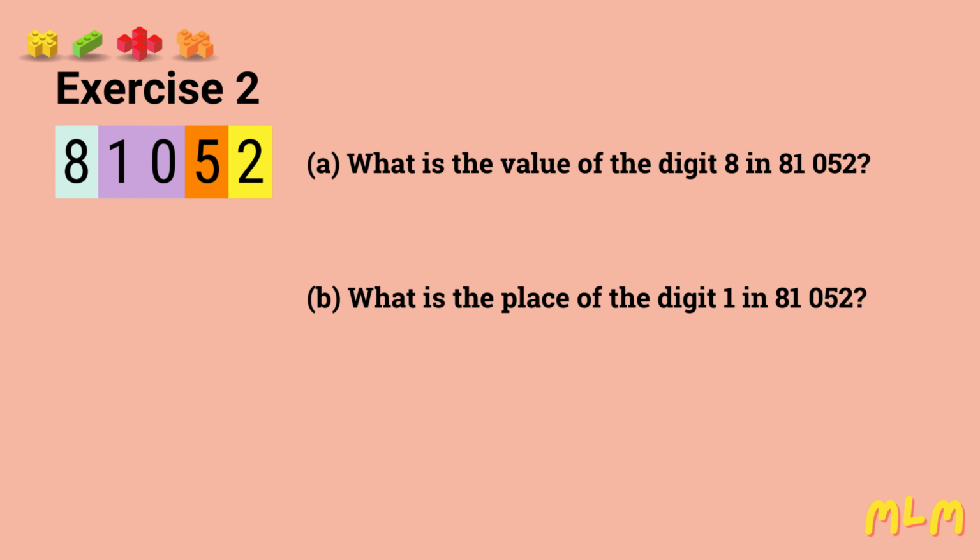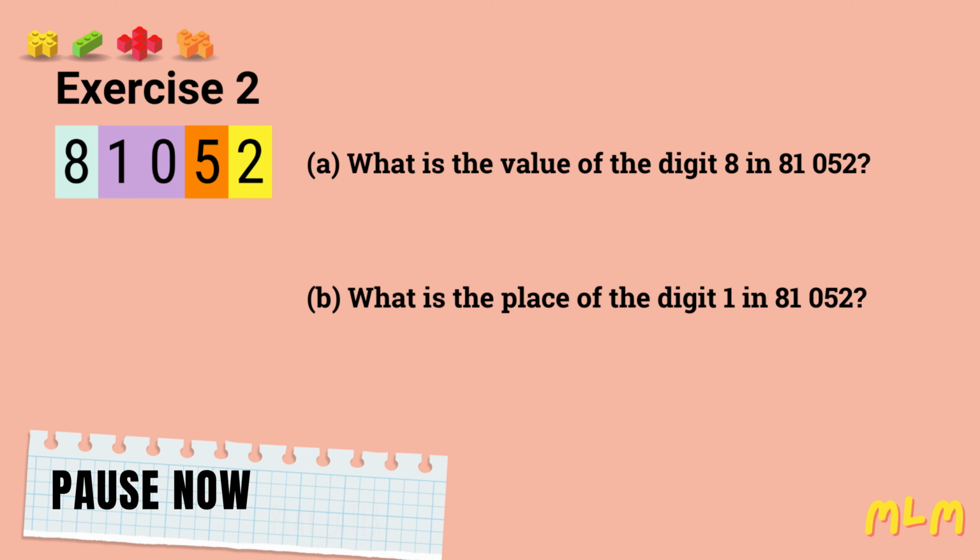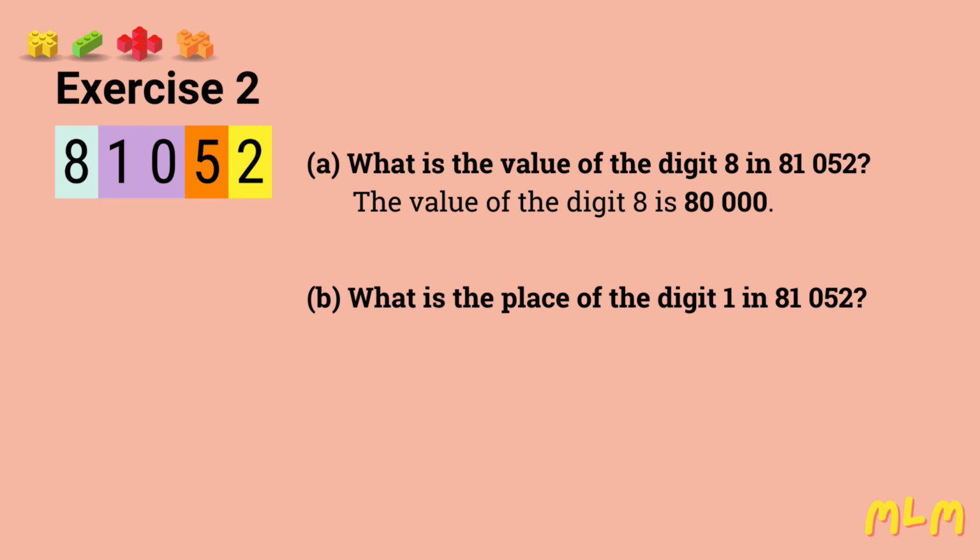Study the place value cards. What is the value of the digit 8 in 81,052? What is the place of the digit 1 in 81,052? Pause the video and think about the answers. Play it again to see if your answers are correct. The value of the digit 8 is 80,000. The digit 1 is in the thousands place. Are your answers correct? Let's have the final mind workout.